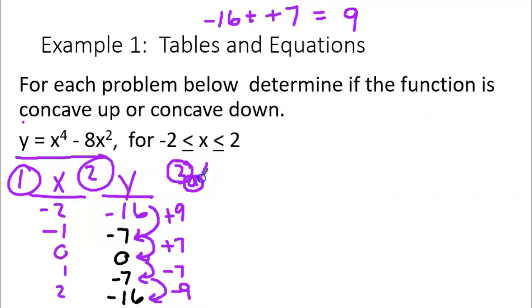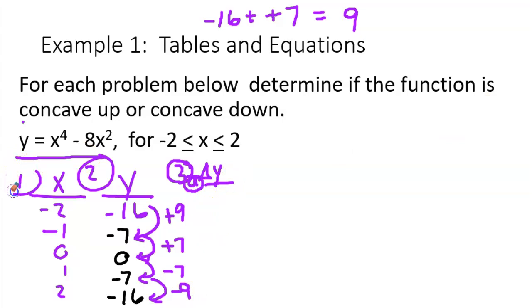Now 3a is what we're going to call the delta y. And what delta y means is how much did y change from one point to another. So from point 1 to point 2, it went up 9. From point 2 to point 3, it went up 7. From point 3 to point 4, it went down 7, and then down 9 after that. So that's what we call delta y.